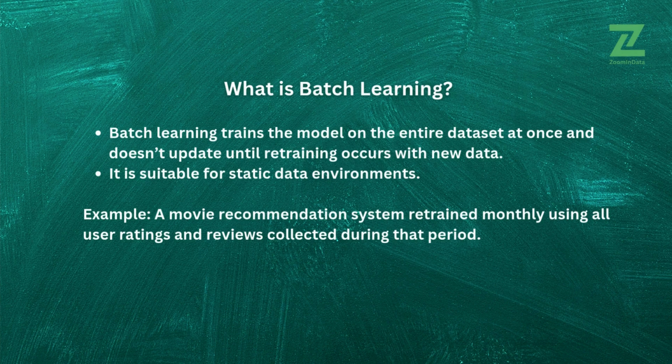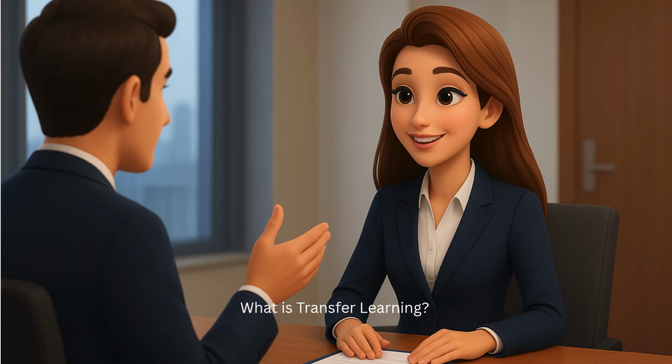Example: a movie recommendation system retrained monthly using all user ratings and reviews collected during that period. What is transfer learning?